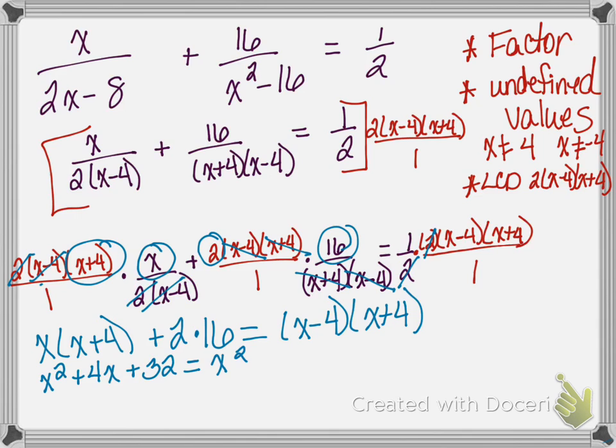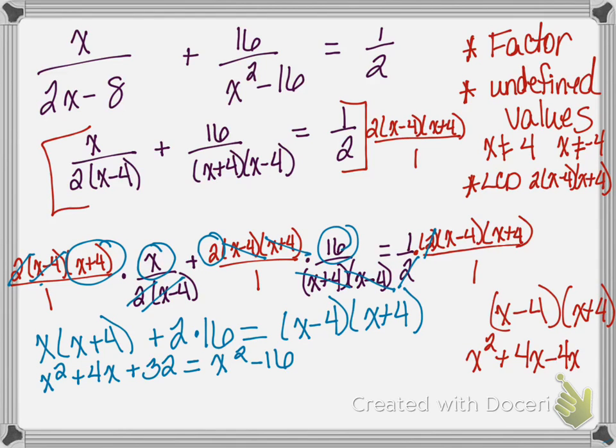Okay, when I FOIL x minus 4 times x plus 4, I end up with x squared minus 16. Okay, so let me show you. X minus 4 times x plus 4. That's the difference of perfect squares. X times x is x squared. X times 4 is 4x. Minus 4 times x is minus 4x. Negative 4 times 4 is negative 16. Okay, so I have x squared minus 16.